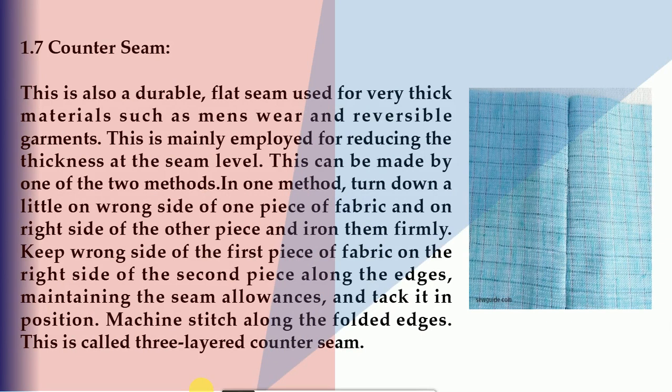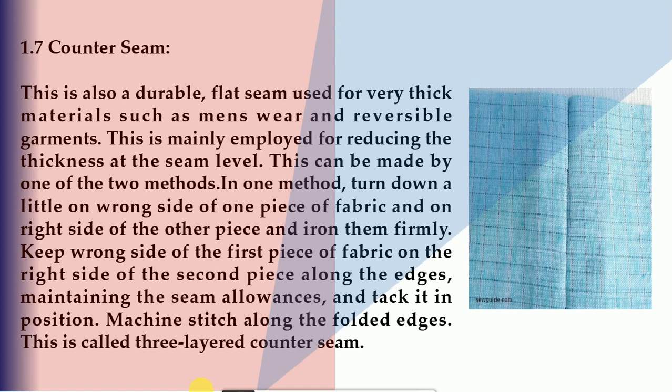.7 Counter seam. This is also a durable, flat seam used for very thick materials such as menswear and reversible garments. This is mainly employed for reducing the thickness at the seam level. This can be made by one of the two methods.